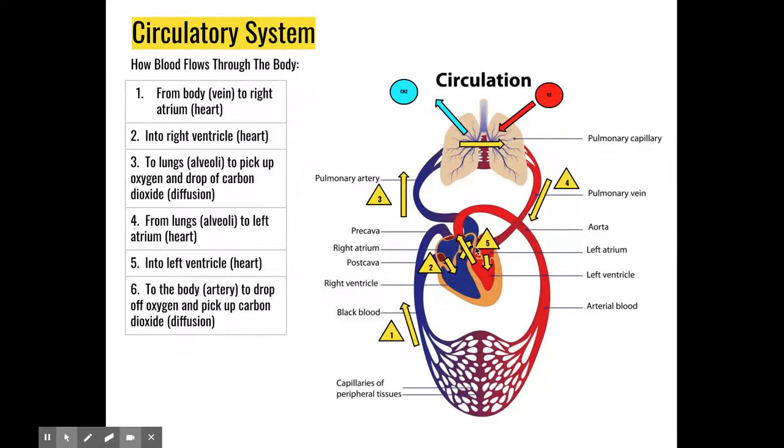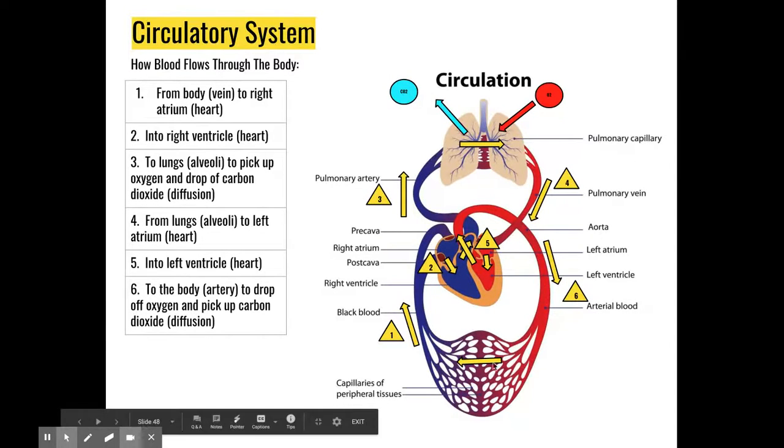For step 5, again, the heart is pumping from the right atrium to the left atrium to the left ventricle. And then we are moving out of the heart into this artery over here. So for step 6, we're basically bringing this full circle. So we're moving through this artery right here, and we are coming back down to the body down here where we started so that, again, gas exchange can take place. So in this case, we're dropping off the oxygen and we're picking up the carbon dioxide.